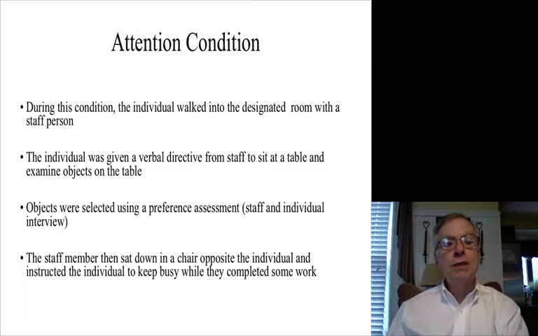During the attention condition, the individual is basically escorted into the designated room by a staff person. The individual is given a verbal directive from the staff to sit at a table and examine objects that are on the table. The objects are selected using a preference assessment as things that the individual may like to engage in. And then the staff member sits down in a chair opposite the individual and instructs the individual that basically, I need to do some work. Why don't you play with these toys or these objects? But I've got some work to do here.